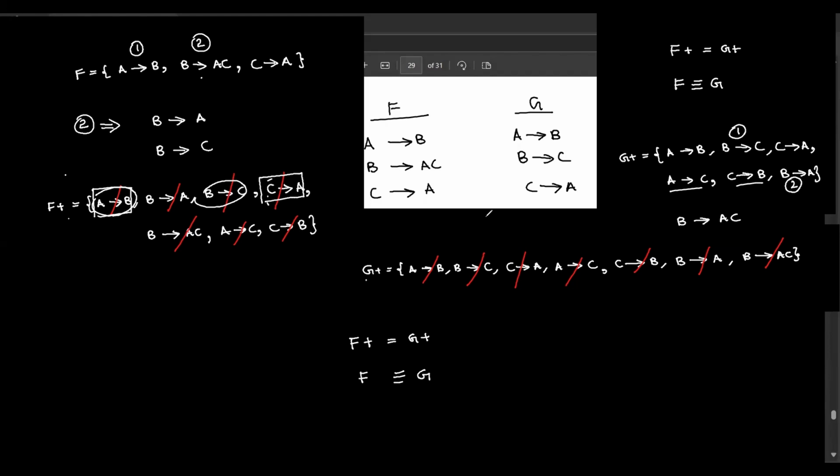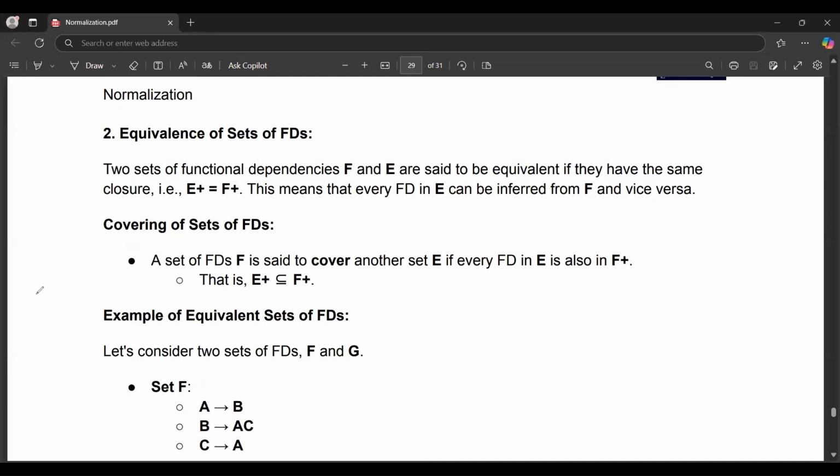So this is the idea behind equivalence of functional dependencies. Now, covering of sets of FDs. Here also we have a definition.